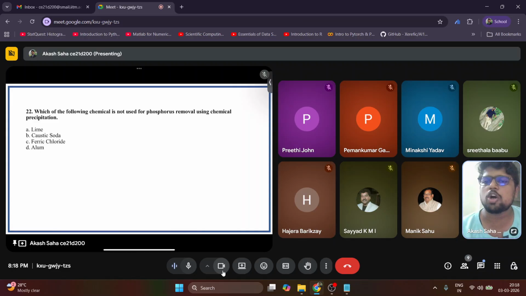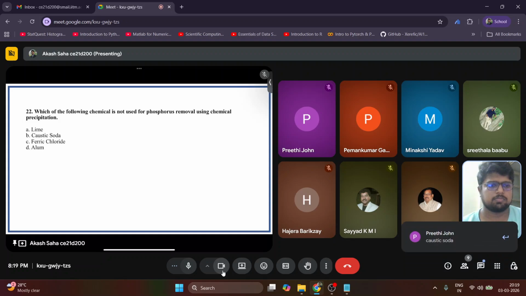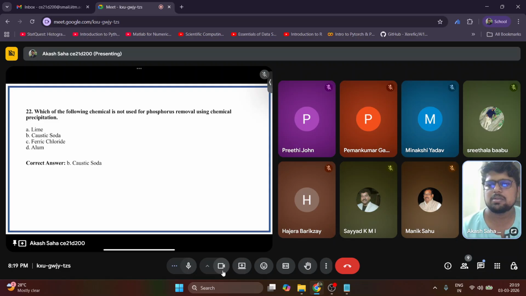Which of the following is not used for phosphorus removal using chemical precipitation? Which of them is not used? Caustic soda, because lime, ferric chloride, alum, everything we generally use for the removal as a chemical precipitant.